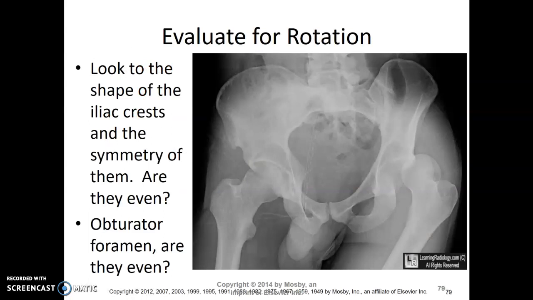Going back, I want you guys to review, how do you evaluate pelvis for rotation? I want you to look at the shape of the iliac crests. Are they equal, right? Are they symmetrical? This one is obviously not, right? Look at the size of this one compared to the size of this one. Look to the obturator foramen, right? Are they both open or is one closed? This one's clearly open and this one is closed.